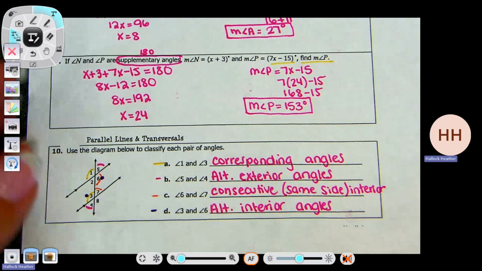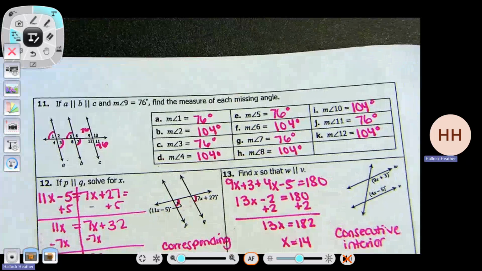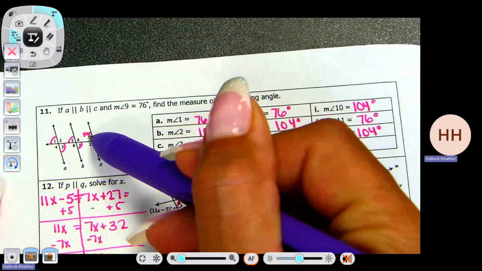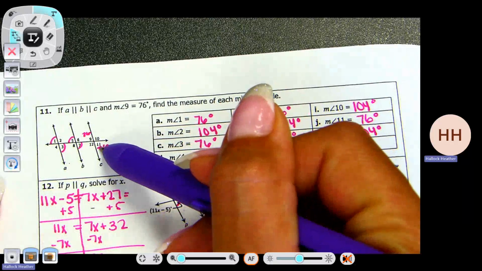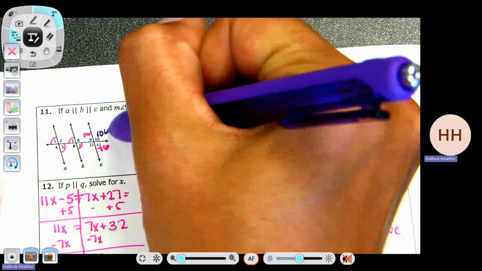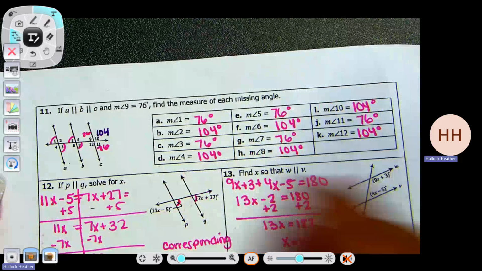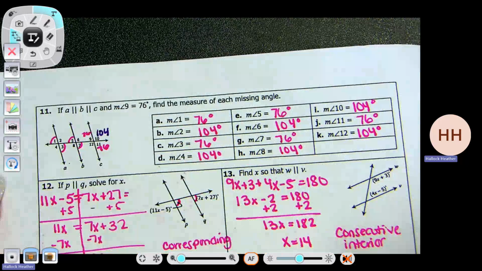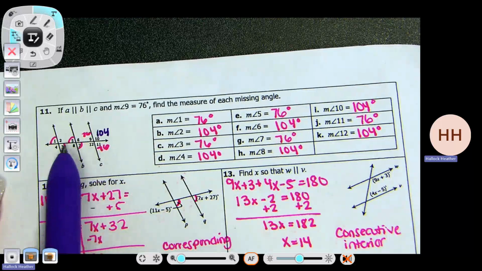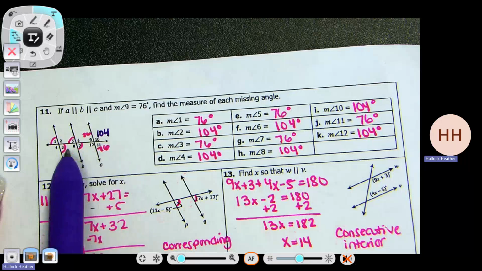So 11 uses this vocabulary to just fill in all the spaces. It's like one big puzzle. So if I'm given 9 is 76, vertical angles are congruent, and then I can find the supplement, which is 104. 104 is vertical angles to 12. And then it's literally the same, just moved over. Corresponding angles, if this is 76, 7 will be 76, 3 will be 76, because corresponding angles are all congruent. They're in the same spot, just slid over.